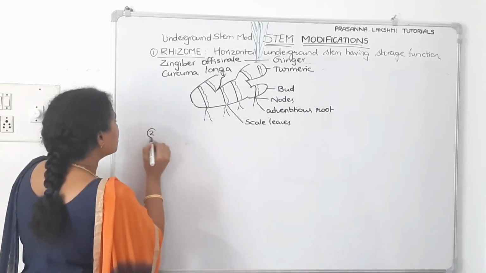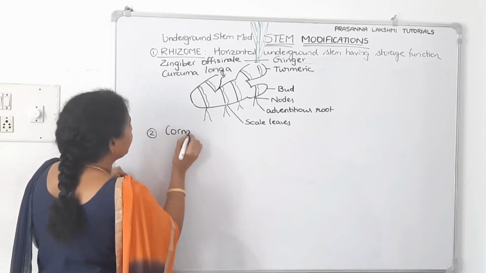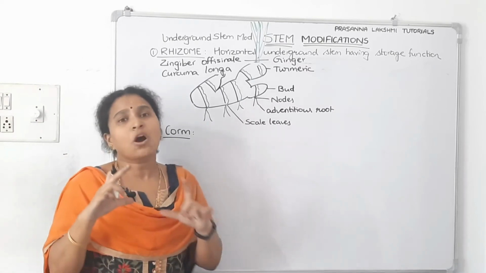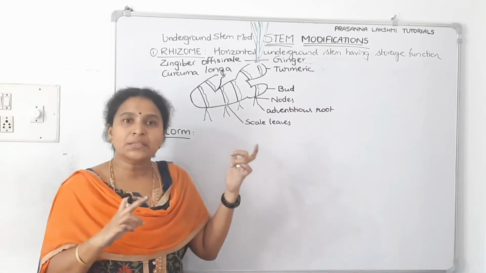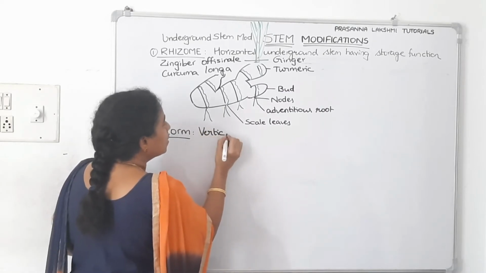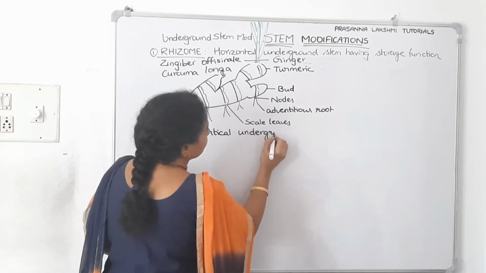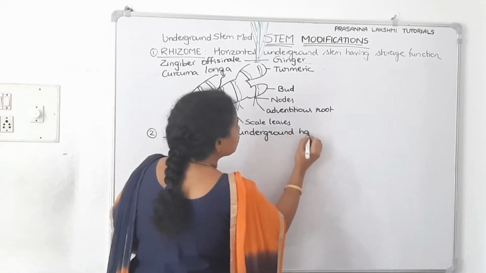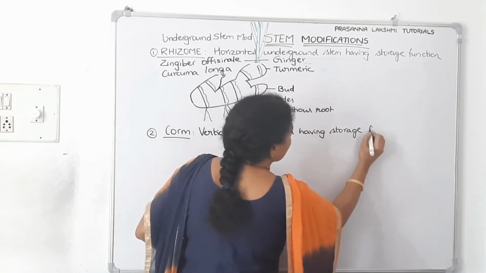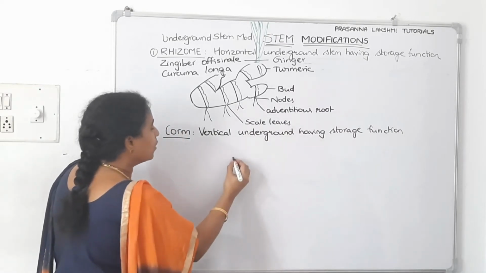Now we have to discuss the second type of underground stem modification, which is called corm. Now what is the difference between rhizome and corm? In most of the cases, corm is vertical and rhizome is horizontal. So we can tell it is a vertical underground stem having storage function. It is having storage function, that's why it is edible. Now if you have to take the example, we will take colocasia.